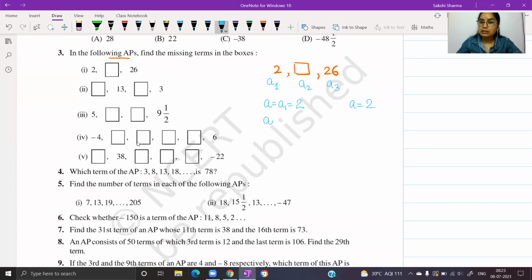And I'm using the third term, 26, applying the formula for a3. If we apply the formula for the nth term, how can I write down the third term using the formula? a plus 2d. This is by using the formula. On the left hand side, the value is 26. I already have the value of a, which is 2. From here, you can find out the common difference, and hence you can find out the second term.